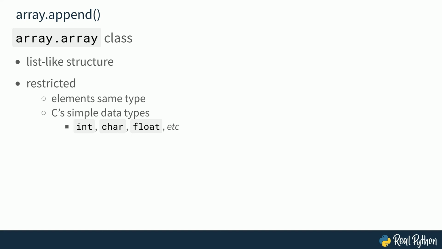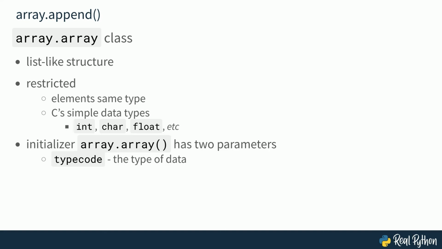So if you're working only with numeric data, you might consider an array instead of a list. The initializer requires at least 1 argument. The type code indicates what type of data the list will contain. I for an integer, F for floating point, things like that. And you can optionally specify with a second argument an initial collection of values for the array. It's in the array module, so you can import it from there.